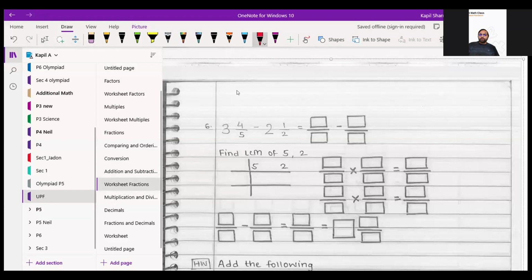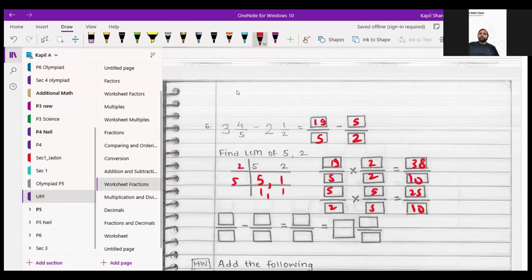3 upon 10. Okay. So the first fraction is 19 upon 5. Second one is 5 upon 2. And the LCM is 10. So this is 38 upon 10. The second one is 25 upon 10.